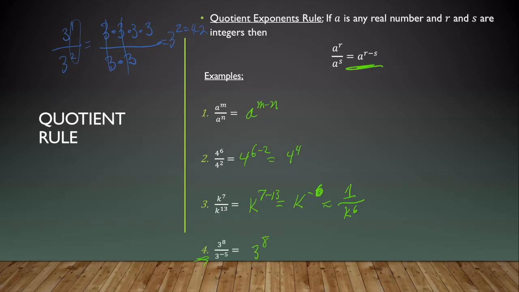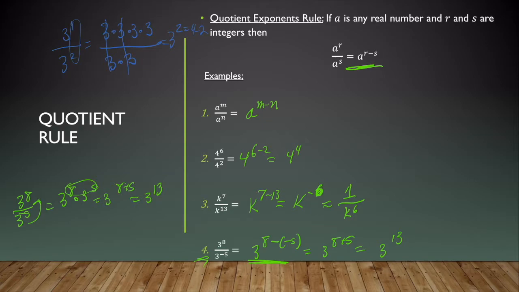If I have 3 to the 8 minus the negative 5, that's 3 to the 8 plus 5, which becomes 3 to the 13th. If I had moved that 3 to the negative 5th to the numerator, we would have gotten 3 to the 8 times 3 to the 5th, and we would have added those and gotten the same answer. So as long as you follow the correct rules, you're going to get to the correct answer, but this one took a little less work, in my personal opinion.